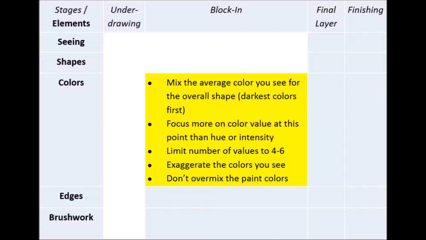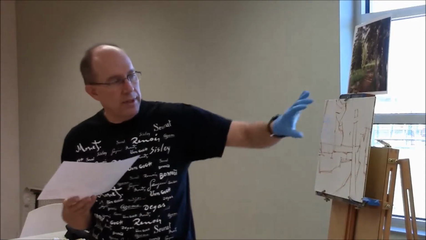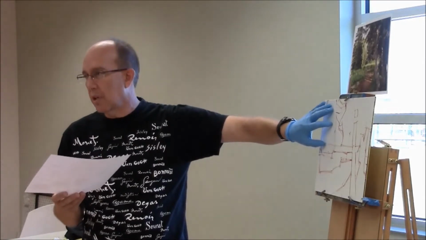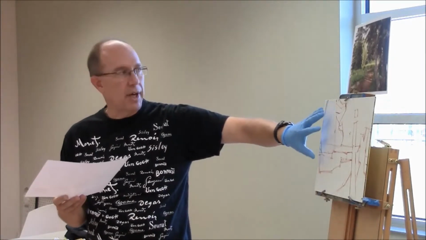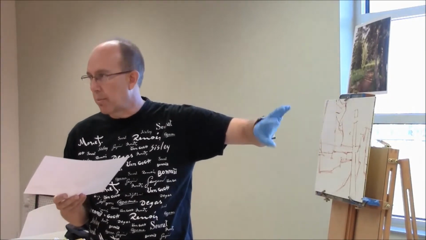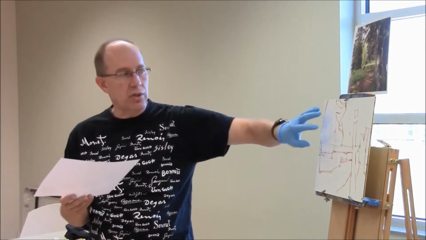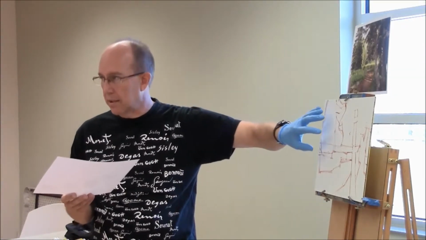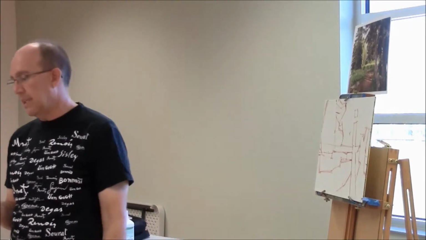Color is the primary focus of the block-in stage. We are introducing color at this point, which we didn't really have during the underdrawing. So the first bullet talks about finding the average color and incorporating that into each of the shapes. Within this shape, I'm going to put the same color in the whole shape in the block-in. I'm not going to try to make parts of it lighter, parts of it darker. I can do that later. I'm just trying to get the right color and the right value placed throughout.